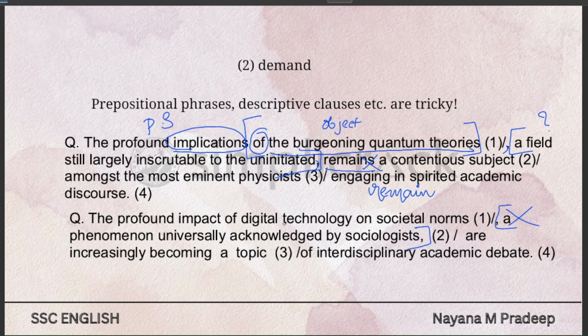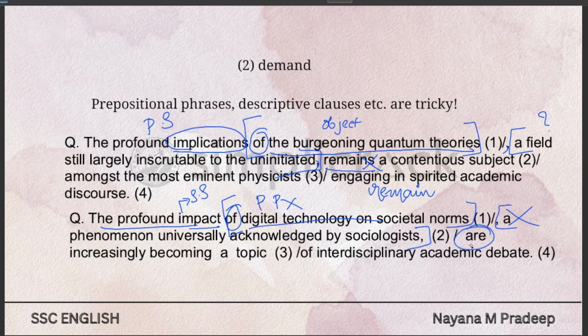Now, the profound impact of digital technology on societal norms. Again, you have a preposition here and then you have the prepositional object. So this comprises a prepositional phrase, which also you can eliminate. Now we are left with the profound impact. Here you have just one impact. Here we had many implications. Here we had just one impact. So this is a singular subject.